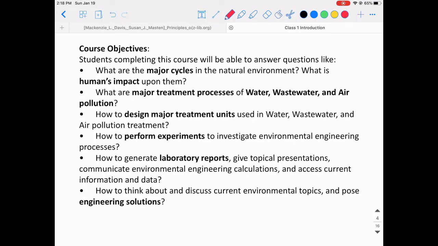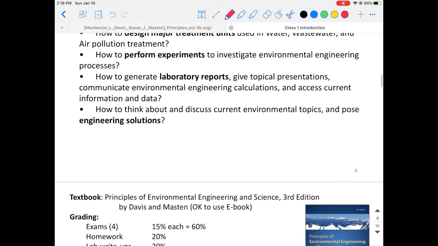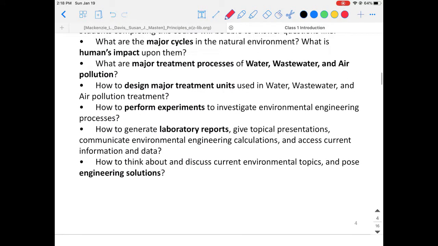And also, what are the major treatment processes for water, wastewater, and air pollution? And how to design major treatment units used in water, wastewater, and air pollution treatment. So you can see that water and air pollution are the major problems we're trying to deal with right now. And also how to perform experiments to investigate environmental engineering processes.